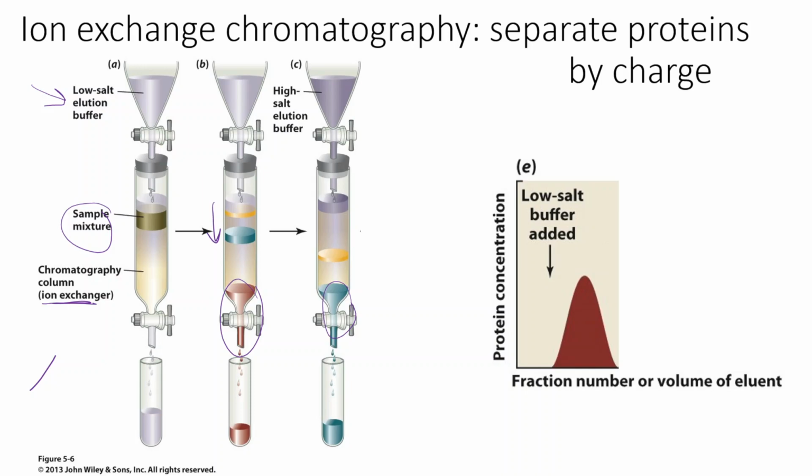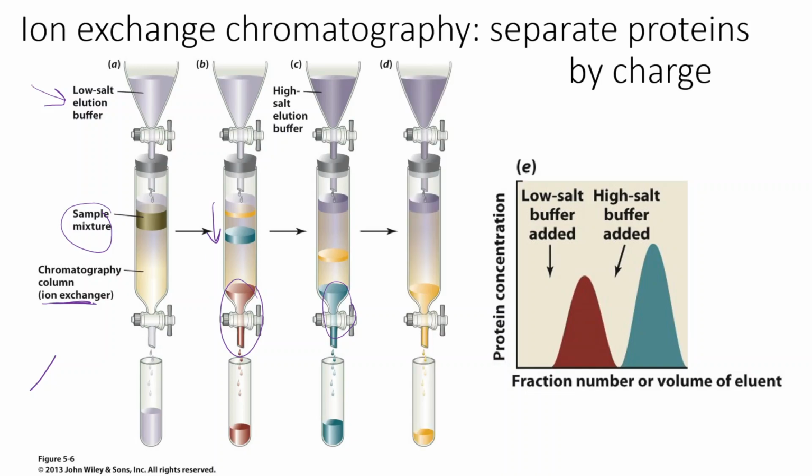So essentially the extra concentration of salt helps to push the proteins off the column by interfering with those charge-charge interactions between the protein and the column. So then once you add your high salt buffer, your slightly more sticky protein comes off, and then your most sticky yellow protein comes off last. Any questions about ion exchange?